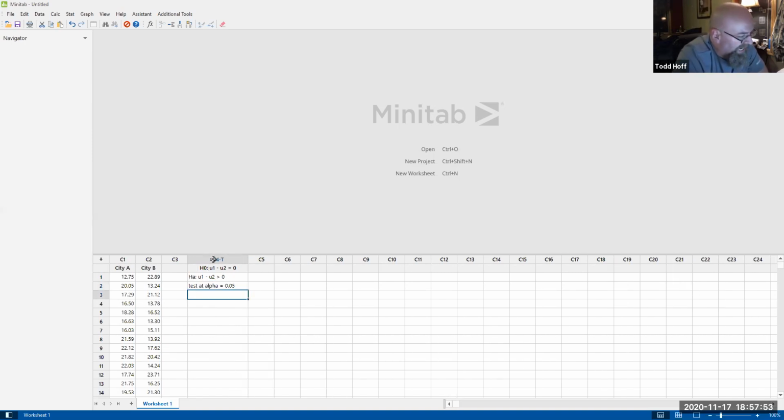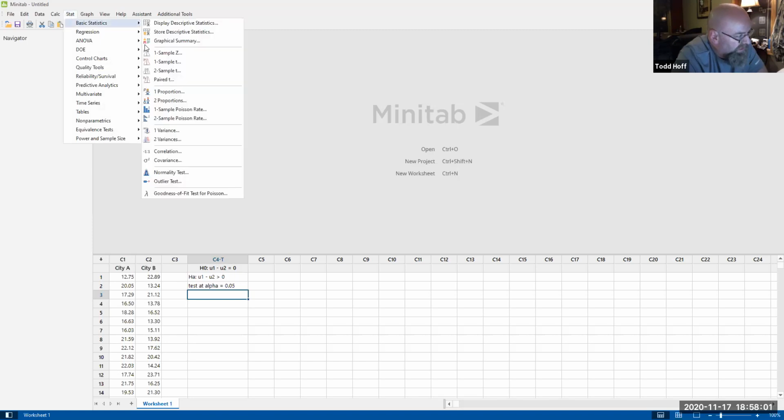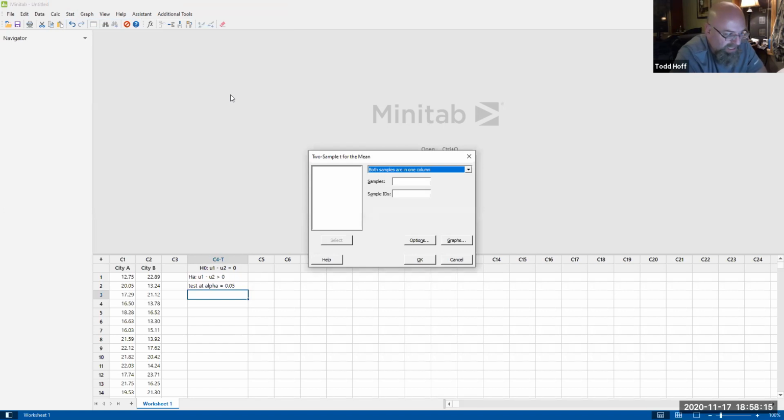So let's take a look at how this all gets done in Minitab here. First, we're going to go to Stat, Basic Statistics, and we're going to select two sample. Now notice it has one sample Z, one sample T, but for two sample, it only has the t-test. It doesn't even give the possibility of knowing both sample standard deviations. Now we need to select our input. Both samples are not in one column. Each sample's in its own column.